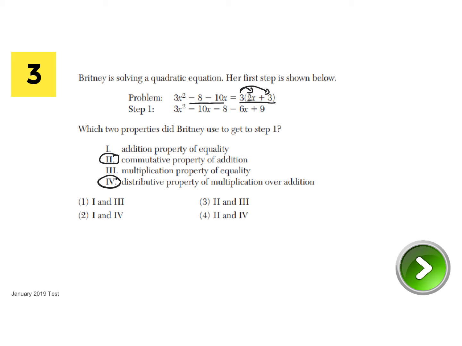So first, decide what properties she actually used. Notice they said she used 2, and now go back and look at your solutions.